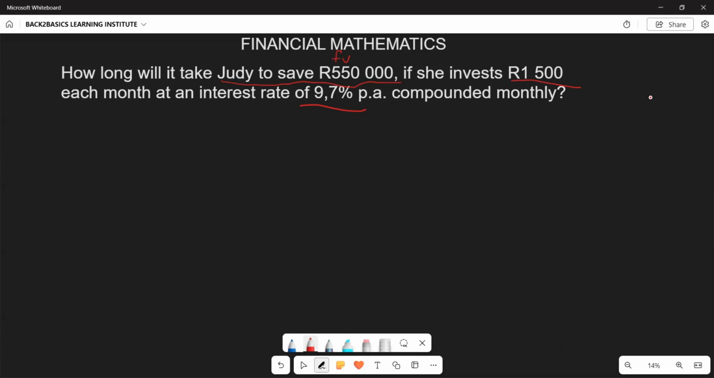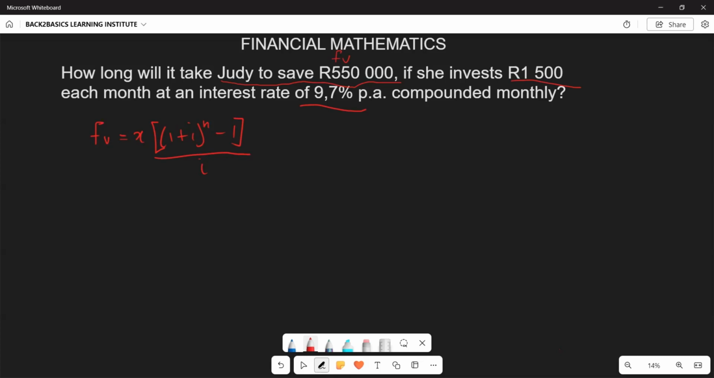Now, what is it that we are going to do firstly here? Since this is our future value, we are going to use our future value formula, which is x times (1 plus i) to the power of n, subtract 1, all of that over i.